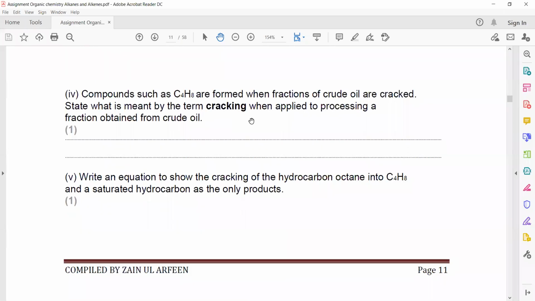Write an equation to show the cracking of the hydrocarbon octane into C4H8 and a saturated hydrocarbon as the only products. Octane, oct means 8 carbons, so C8, and H is 8 multiplied by 2, 16, plus 2, so that will be 18. This will result in the formation of C4H8. So one is an alkene, another is a saturated hydrocarbon. Out of 8 carbons, 4 are used, so we are left with 4. And out of 18 hydrogens, 8 are used, so we are left with 10. So it will produce butene and butane.